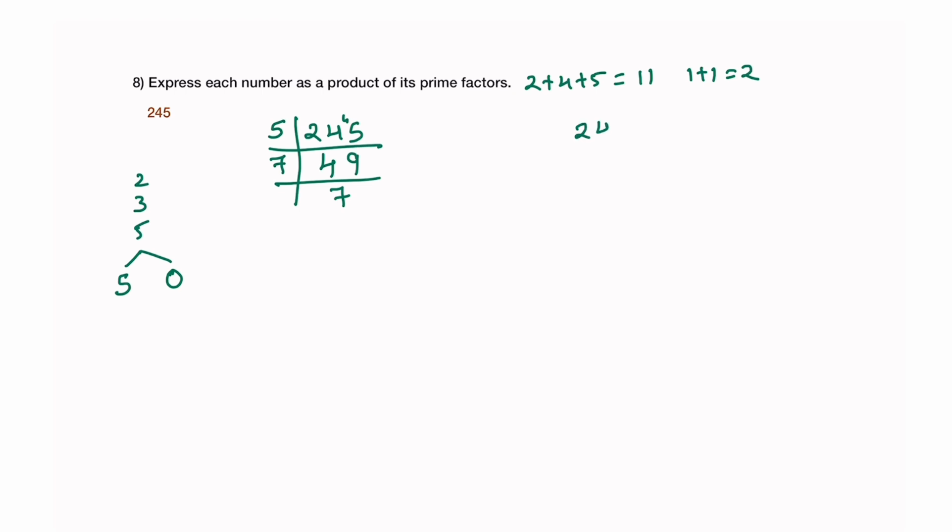So 245, we write this as 5 times 49. And this 5 comes down, and this is 7 times 7. So we say 245 is 5 times 7 times 7. And it's done. Okay? Ready for the next?